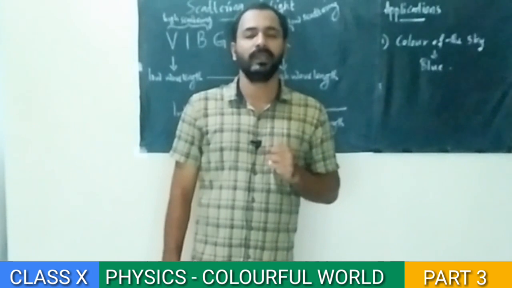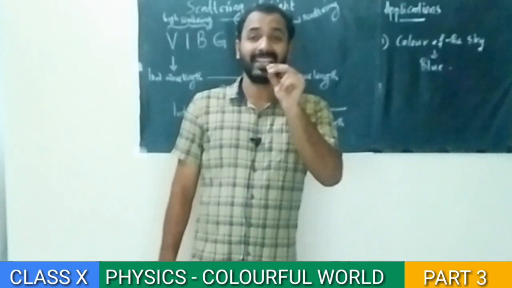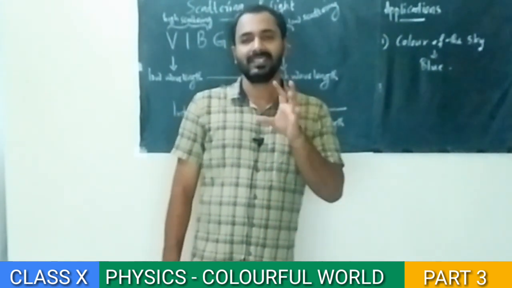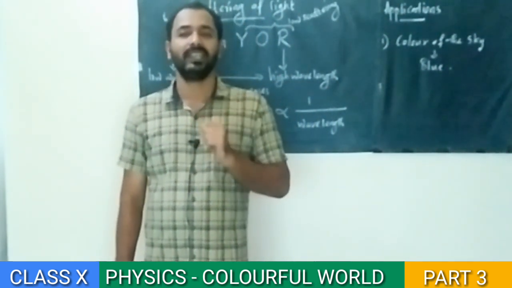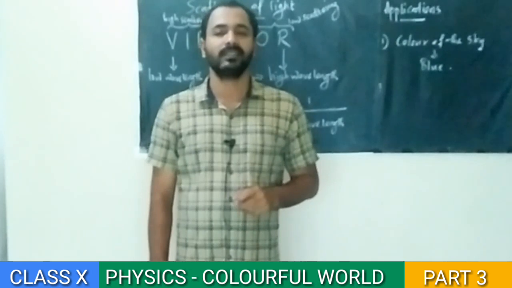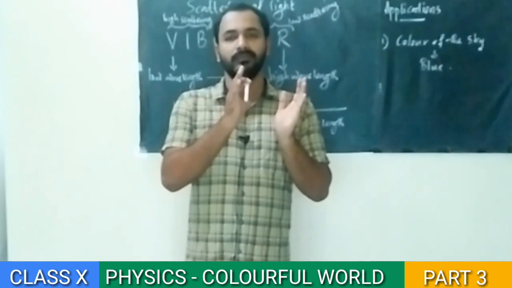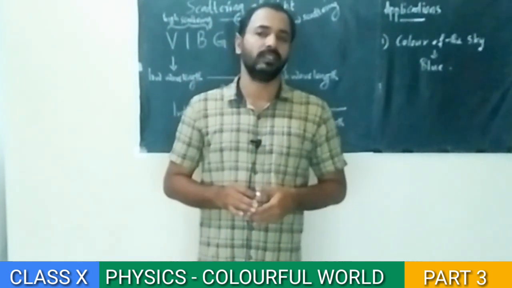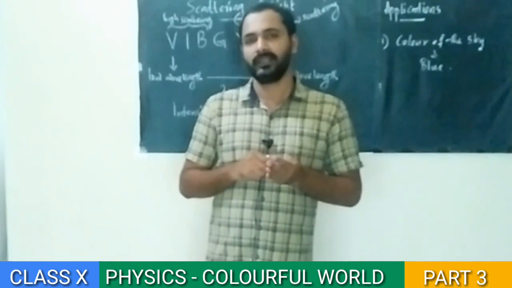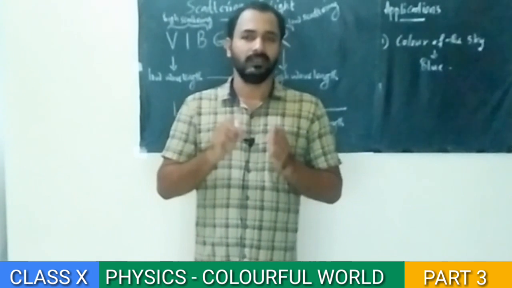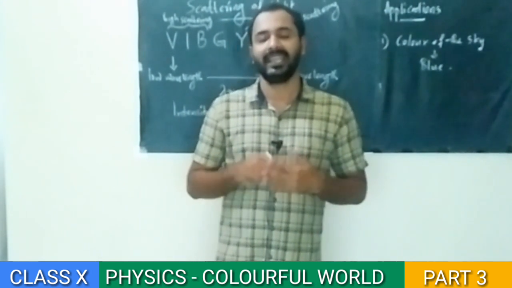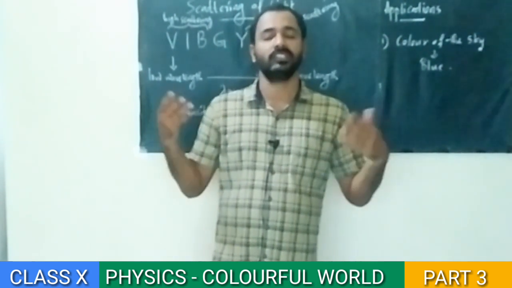Okay, so we can explain using the size of the particles. We know the size of the particles in the atmosphere is very fine. Very fine particles are contained in the atmosphere. For example, dust particles, very small water droplets, gas molecules like hydrogen, oxygen, nitrogen, etc.